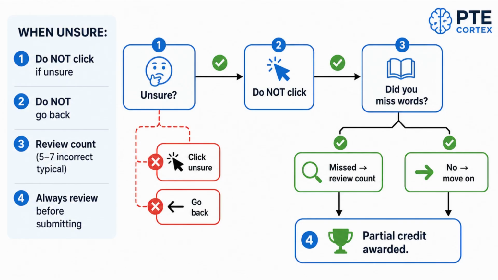Strategy 2. If you missed a word because you were too slow, do not go back. The audio has moved on. If you click late, you might click the wrong word. Strategy 3. After the audio ends, review your selections. If you have selected very few words, 0 to 2, you probably missed some. If you selected too many, 10 plus, you probably clicked some correct words. A typical HIW text has 5 to 7 incorrect words. Use this as a guide. Strategy 4. Never leave the question without reviewing. Partial credit rewards correct selections.